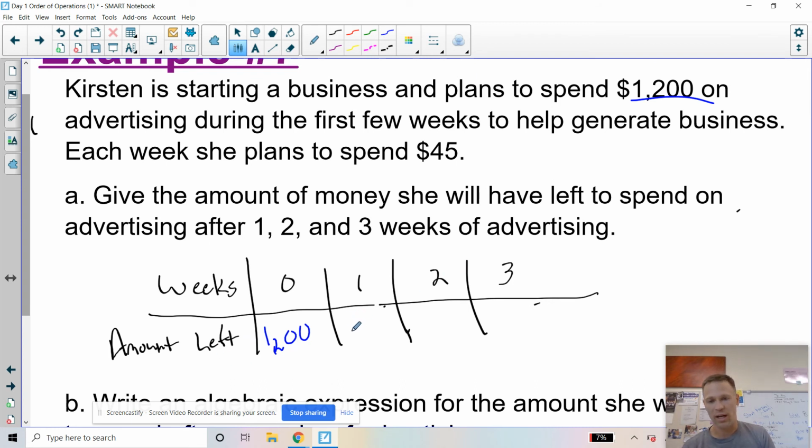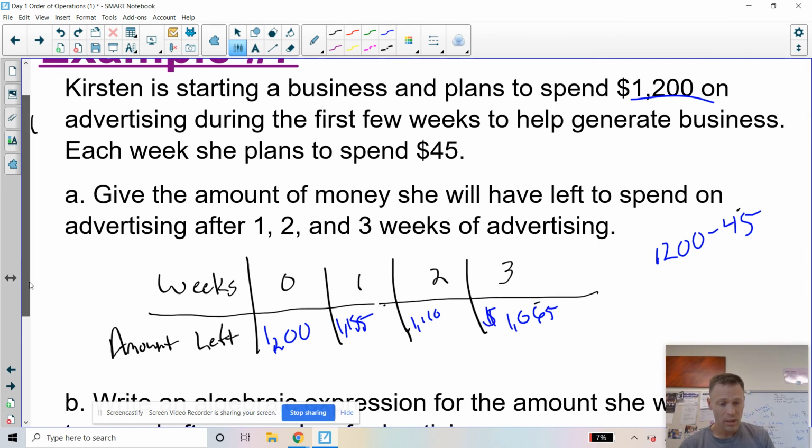After 1 week has gone by, how much money is going to be left in the account? Well, that's going to be the 1,200 minus 45, right? And that's going to leave us with $1,155. And then in week 2, we're going to subtract another 45 again. So that's going to leave us with $1,110. And in the third week, we're going to subtract another $45, which is going to leave us with $1,065.